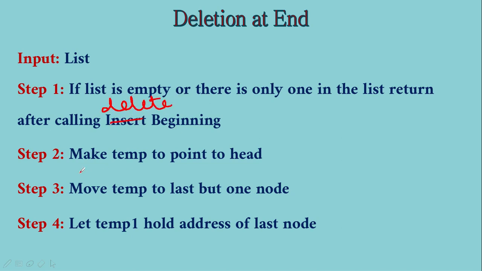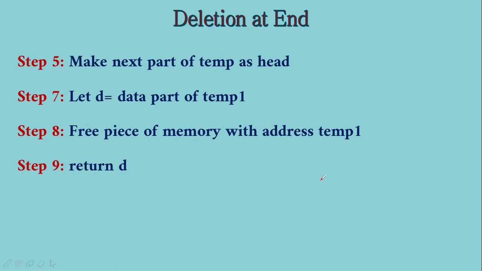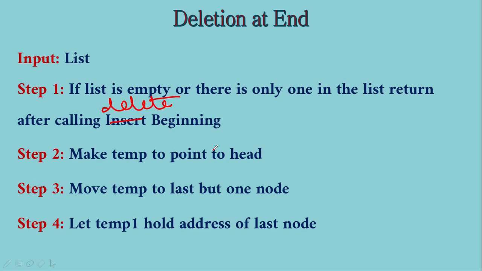Otherwise, you make temp point to the head, move temp to the last but one node, and now make temp1 hold the address of the last node. So temp should be pointing to the last but one node, and temp1 should be pointing to the last node. Now you make the next part of temp as head, and store the data part of temp1, that is the node which is going to be removed, in D. Then free the piece of memory with address temp1 and return D. This is the algorithm that we are going to follow.